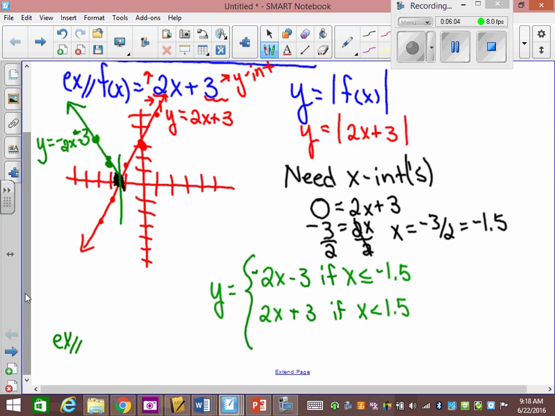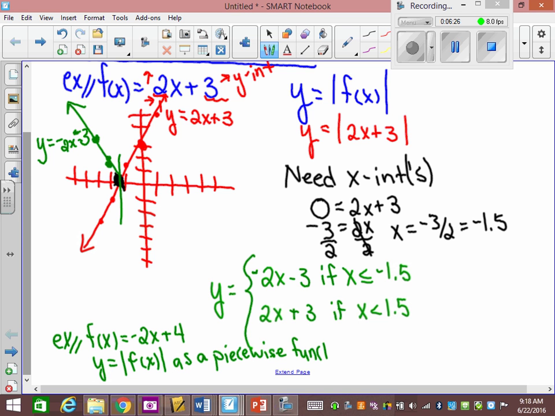Okay, I want you, the original is going to be f of x equals negative 2x plus 4. And I want you to find the absolute value of f of x as a piecewise function. So you try that one out.